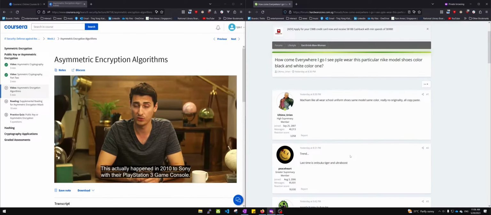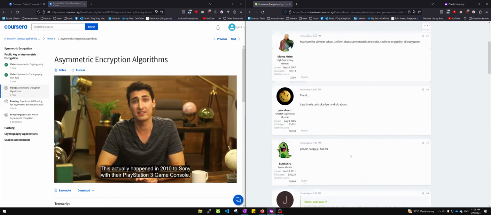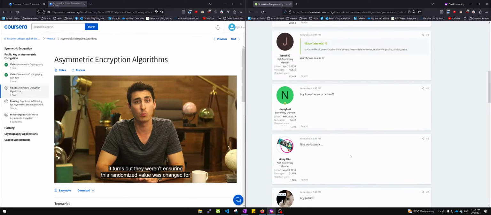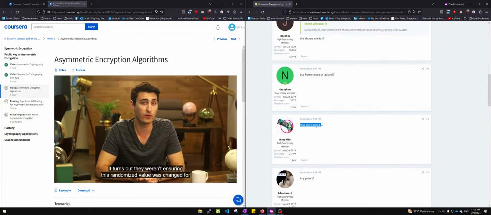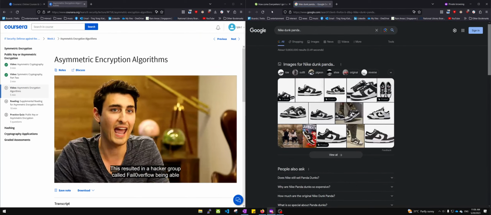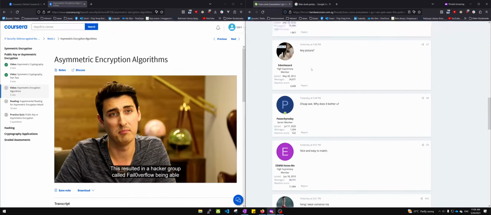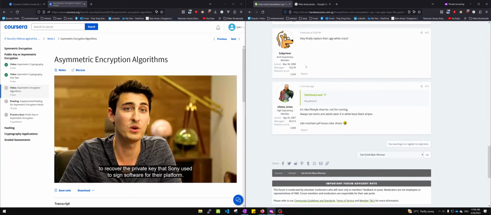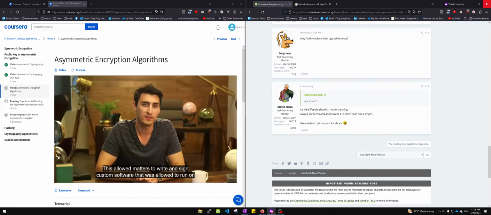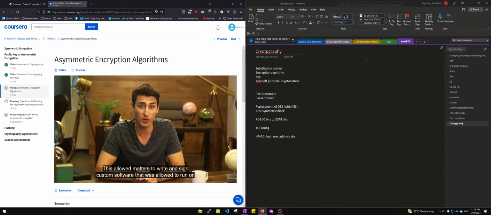This actually happened in 2010 to Sony with their PlayStation 3 game console. It turns out they weren't ensuring this randomized value was changed for every signature. This resulted in a hacker group called fail0verflow being able to recover the private key that Sony used to sign software for their platform. This allowed modders to write and sign custom software that was allowed to run on the otherwise very locked down console platform. This resulted in game piracy becoming a problem for Sony, as this facilitated the illicit copying and distribution of games, which caused significant losses in sales.